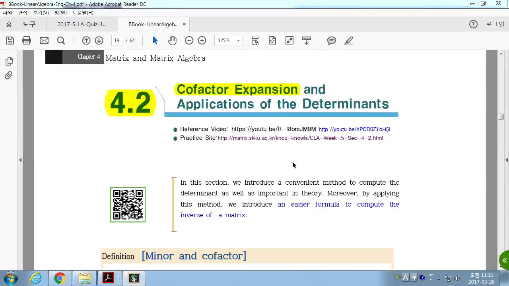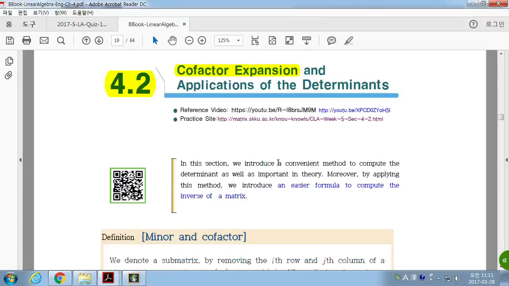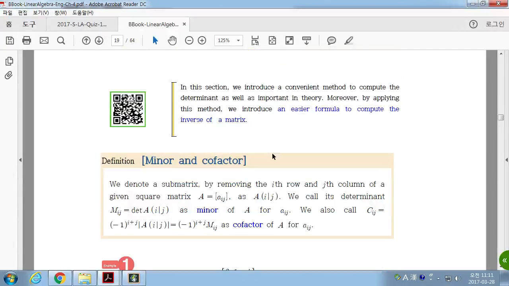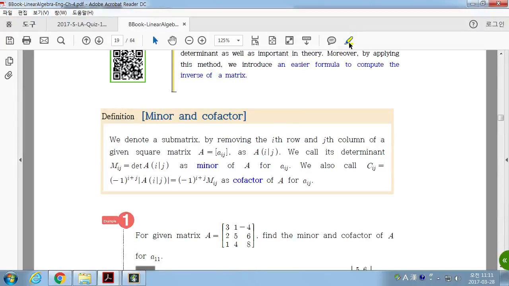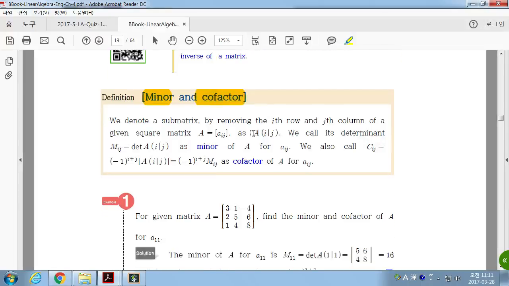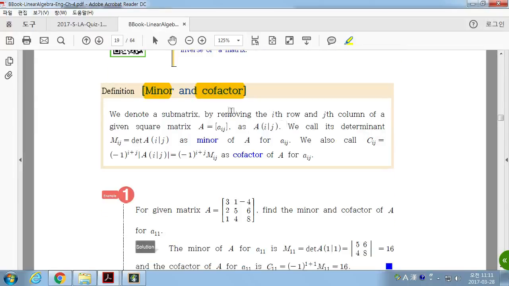Okay, section 4.2, cofactor expansion and applications of determinant. In this section, we introduce a method to compute determinant. First, we start with the definition of minor and cofactor. Suppose we have a matrix A, then the submatrix A_ij is obtained by removing the ith row and jth column from the matrix A.